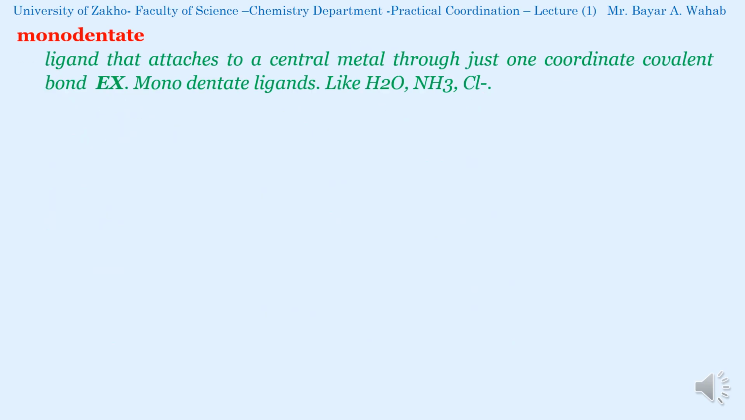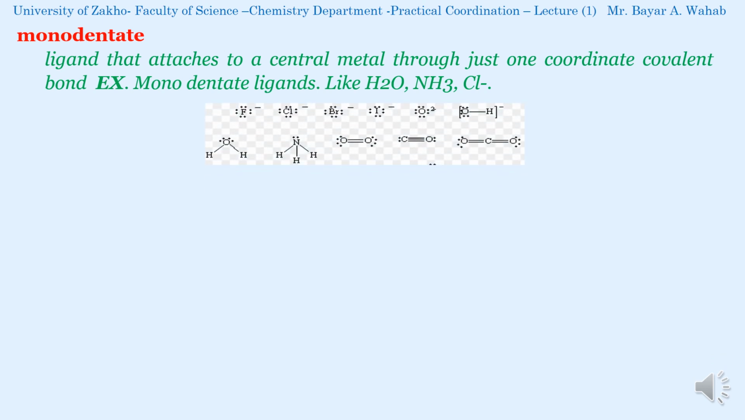Examples of monodentate ligands, which attach to the central metal atom through just one coordinate covalent bond: aqua H2O molecule, amine NH3, or chloride Cl-. Other examples: fluorine, chlorine, bromine, iodine, aqua, amine, O2, CO, CO2, and hydroxide group.